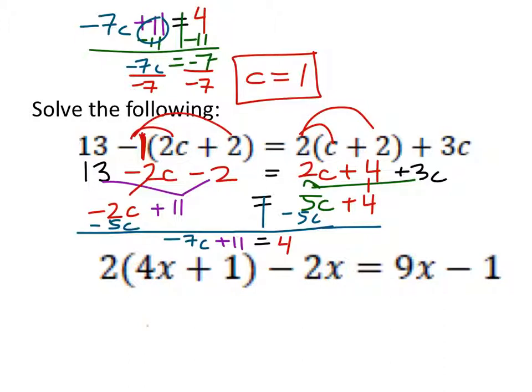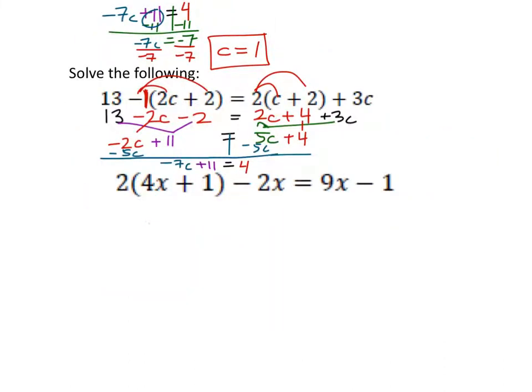The next one, 2 times the sum of 4x and 1 minus 2x equals 9x minus 1. So I will distribute the 2 first into the parentheses. So 2 times 4x's would be 8x's. 2 times 1 would be positive 2. And then we got the rest of the equation. So 8x plus 2 minus 2x equals 9x minus 1.